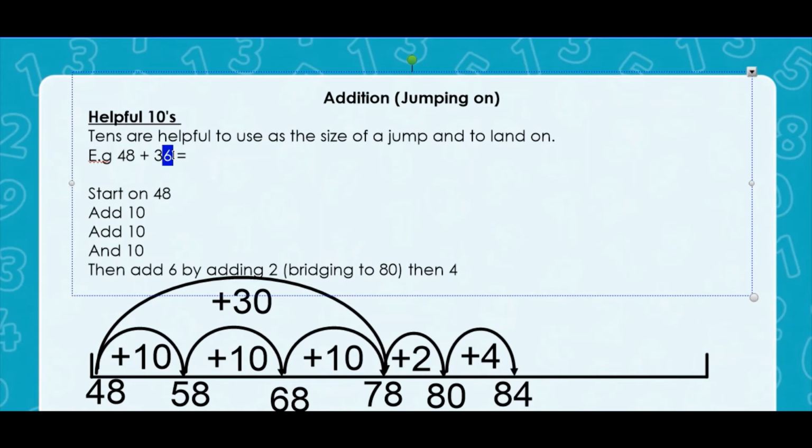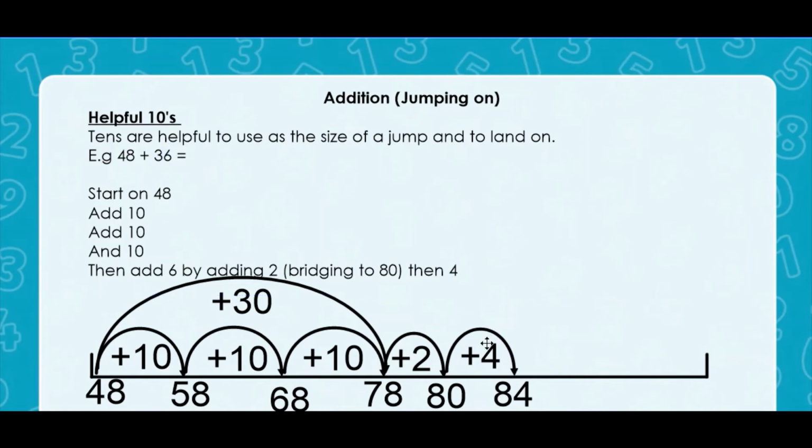So I need to think what's left from 6 if I add 2. 6 take away 2 gives me 4. I just need to add 4. That's all I've got left to add from my 6 to get me my final answer. So from my friendly 80, I add 4 and I get 84. This is called bridging because we're going to our friendly 10 and then seeing what we've got left to add.